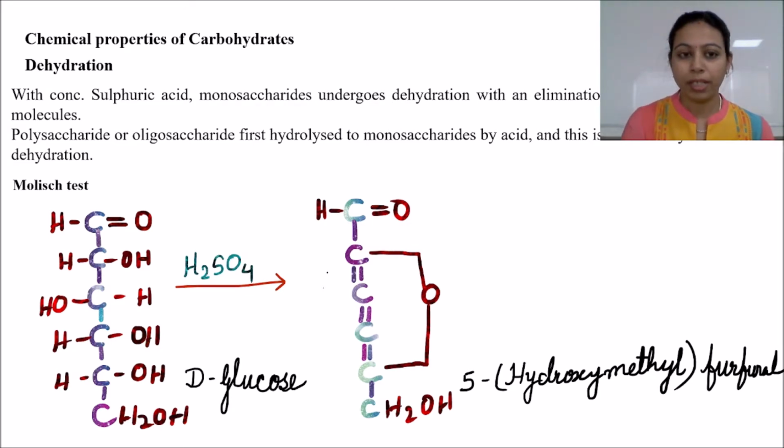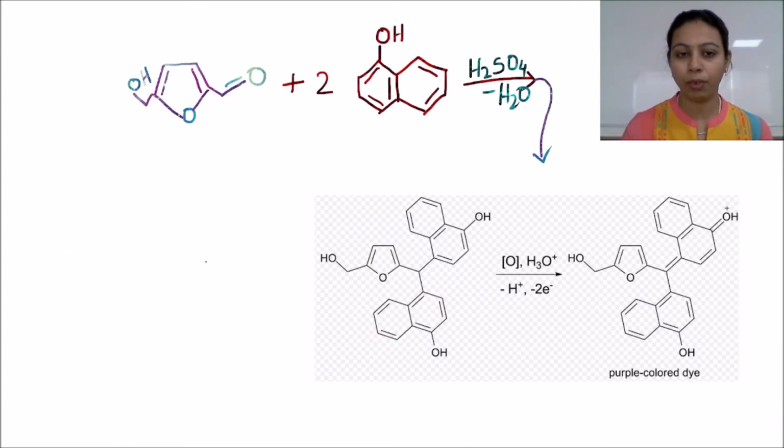Now, whether it is a monosaccharide, polysaccharide or disaccharide, it will react with the Molisch reagent. In the case of polymers or polysaccharides, it will first break down into the monomeric unit by reacting with the sulfuric acid, and after that it reacts with alpha naphthol. So first, the monomeric unit will be dehydrated by the sulfuric acid, and after that we add alpha naphthol to it.